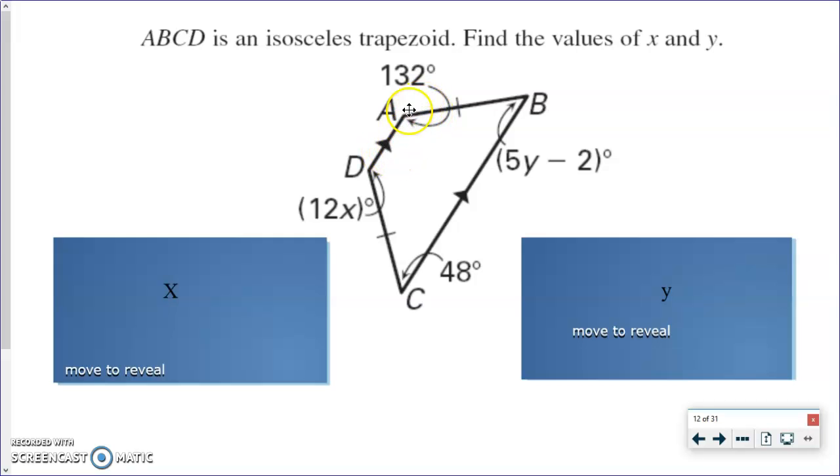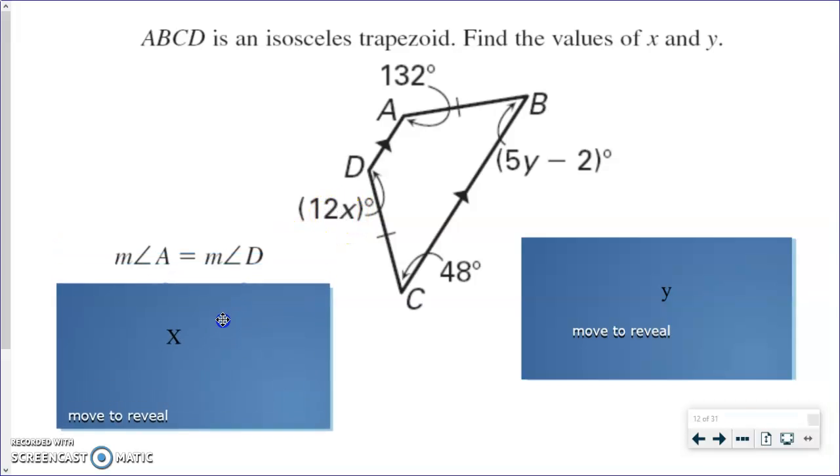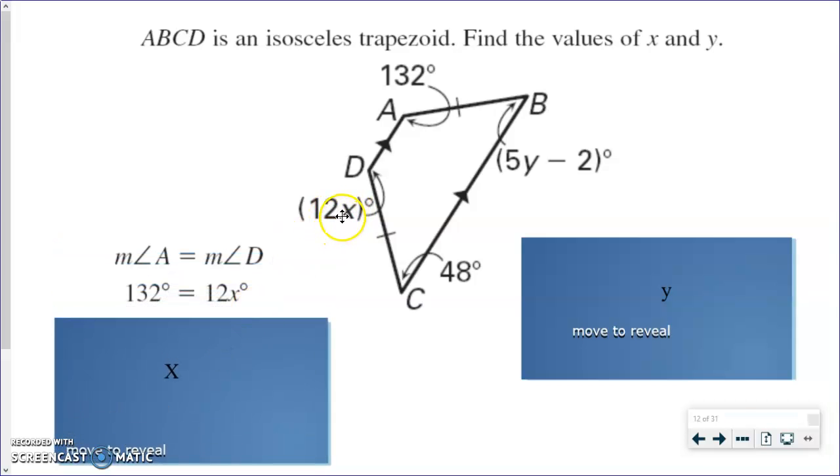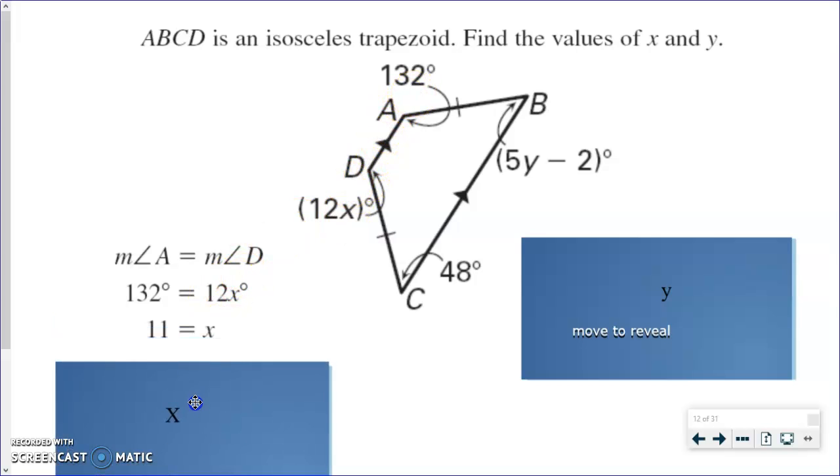So what's kind of special about the isosceles trapezoid and its angles is this pair of base angles have to be supplementary. This pair of base angles are congruent. And this pair of base angles are congruent. So if we want to find x, we just write an equation that says 12x equals 132. And then we solve that and you get 11 for x.